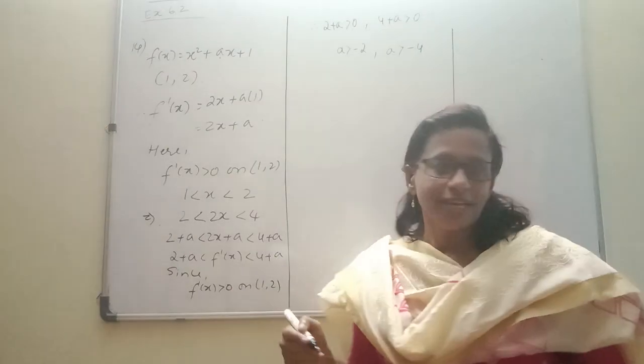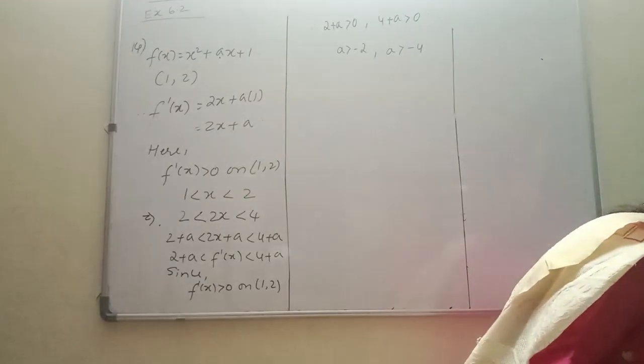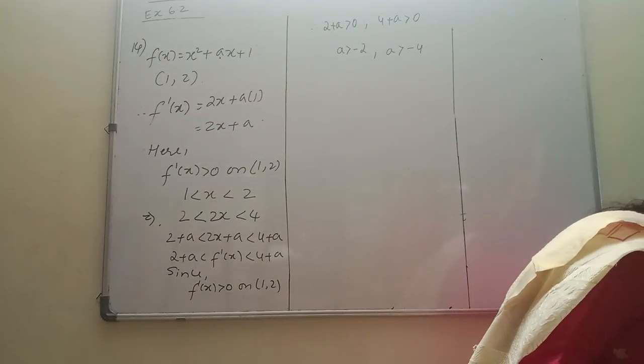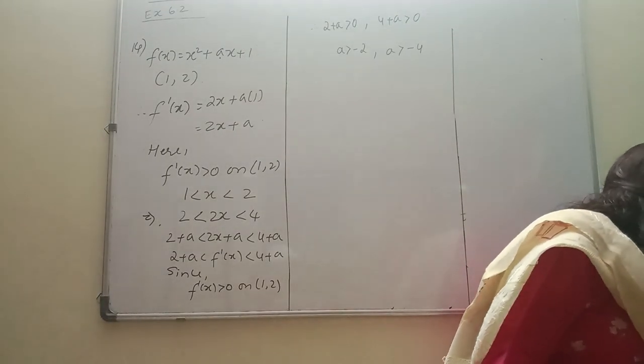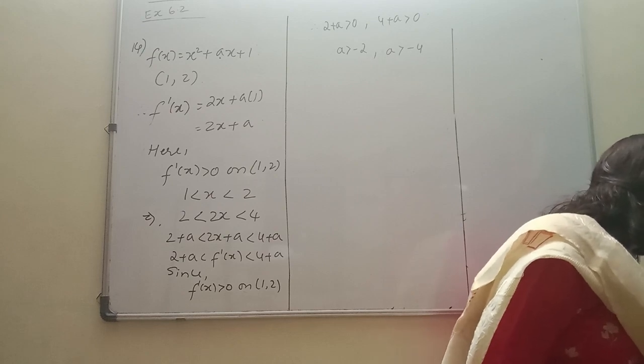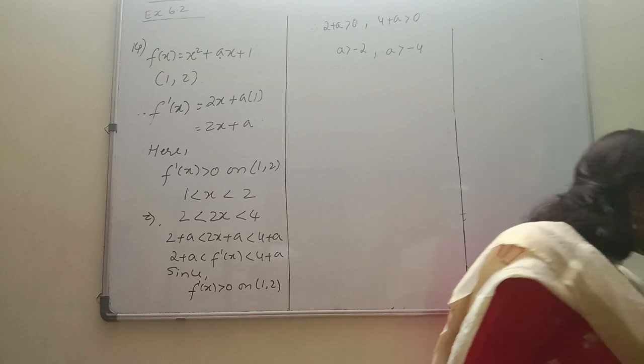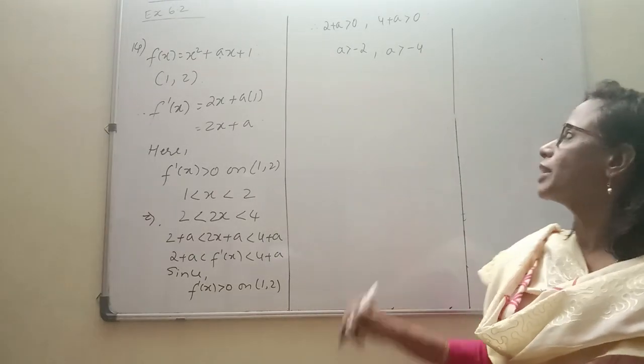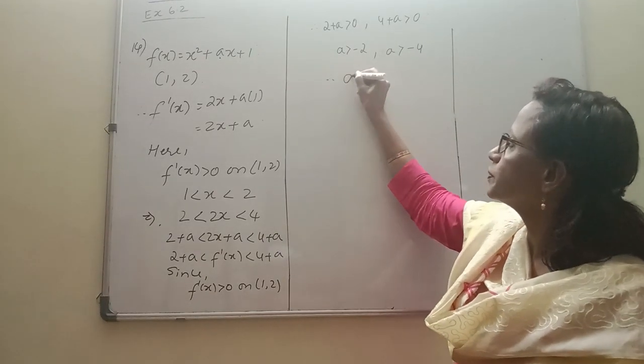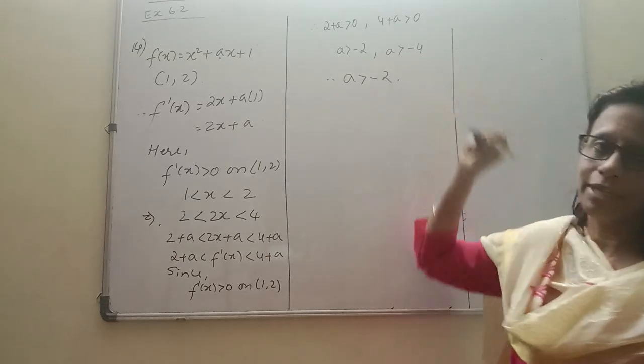Since in the question they ask for the least value of a for which this is increasing, we find the least value of a for which this holds. Therefore we will take the value of a as minus 2. a greater than minus 2.